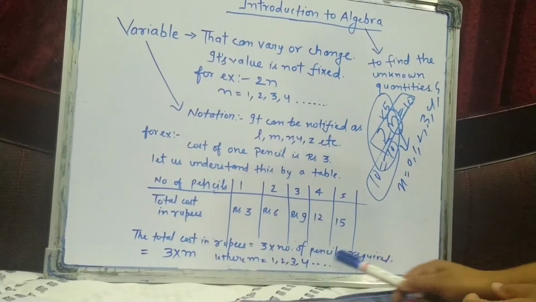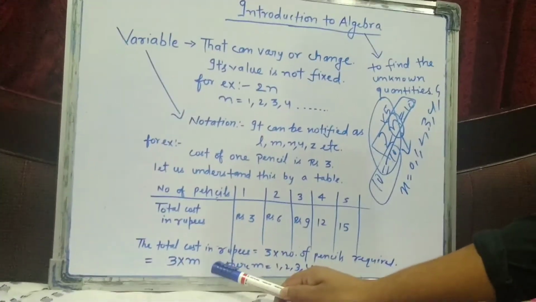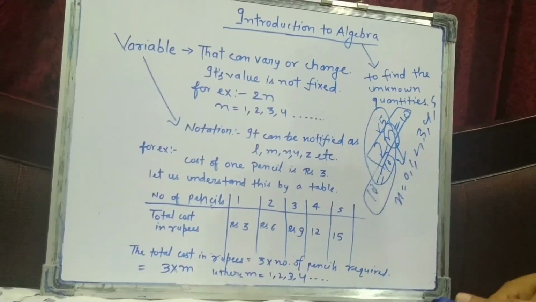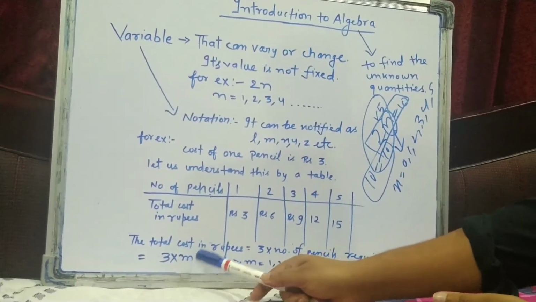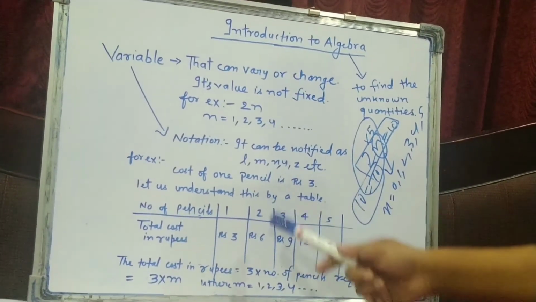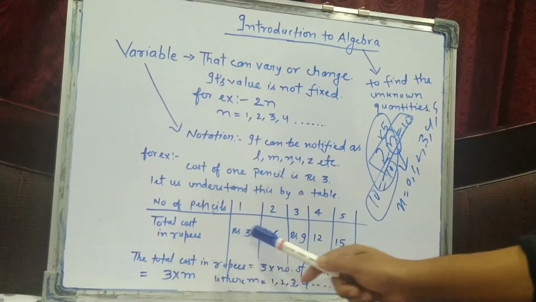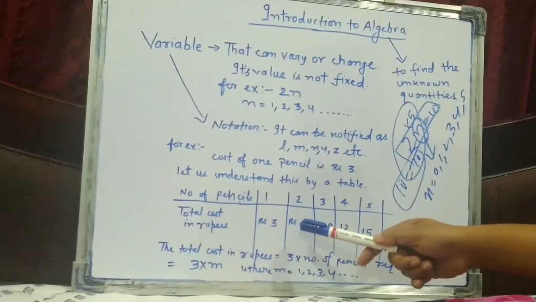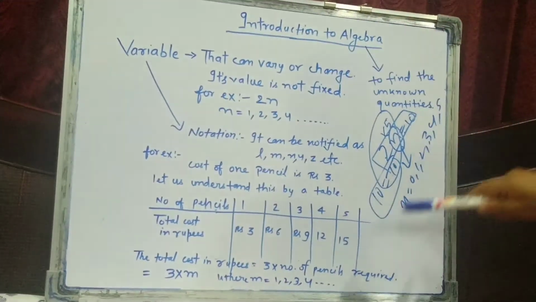So the variable we are taking here is m. You can take x, y, z, whatever you want. So m equal to 1, 2, 3, 4, any number of pencils required. If you take 1 pencil, we put m equal to 1, then the cost will be rupees 3. If you want 2 pencils, we put m equal to 2, then the cost will be rupees 6. For 2 pencils you should have rupees 6, then only you can buy 2 pencils. So this is all about the overview of algebra.